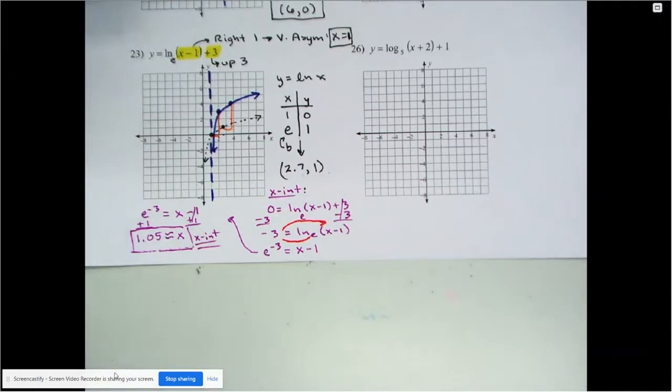All right, so just like that, remember, sometimes you have to do a little bit of work to get that x-intercept. So give the numbers 24, 25, 26 a try, and then obviously the homework begins right after this page.